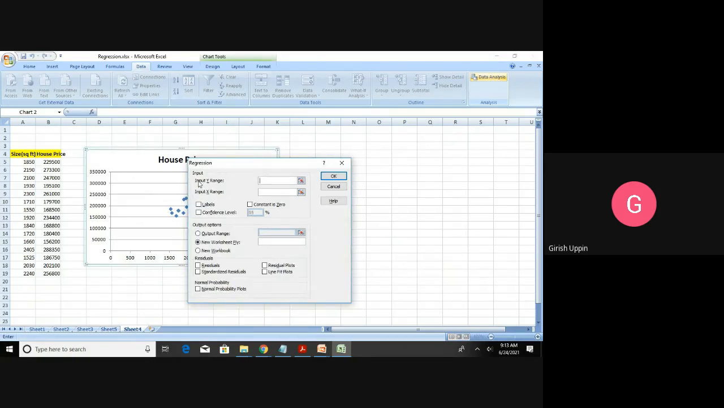Then you have to give the input y range. What is the y? Y is the dependent variable or the target variable. Give where the y values are present. This is the complete y variable, and then input x. Give the range of the x. Then the rest of the things, just keep as is.